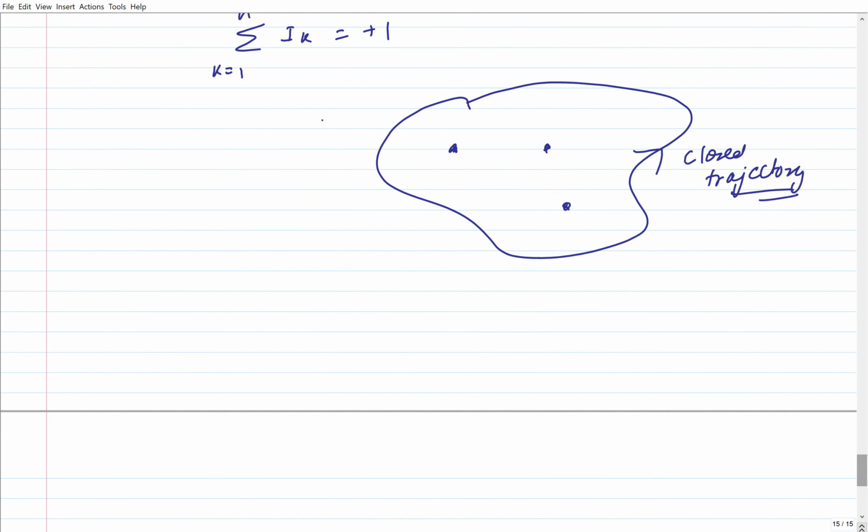So this is kind of interesting because using this one can rule out potential closed trajectories based on this theorem.